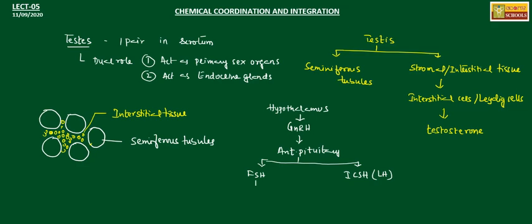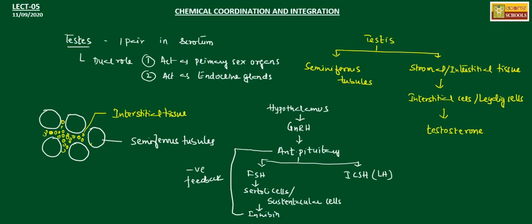So this FSH will act on Sertoli cells, which are also called sustentacular cells. These sustentacular cells will produce a hormone called inhibin, and this inhibin will have a negative impact on the anterior pituitary. If there is more production of inhibin, the inhibin tells the anterior pituitary to stop production of FSH and ICSH. This is what we call a negative feedback mechanism.